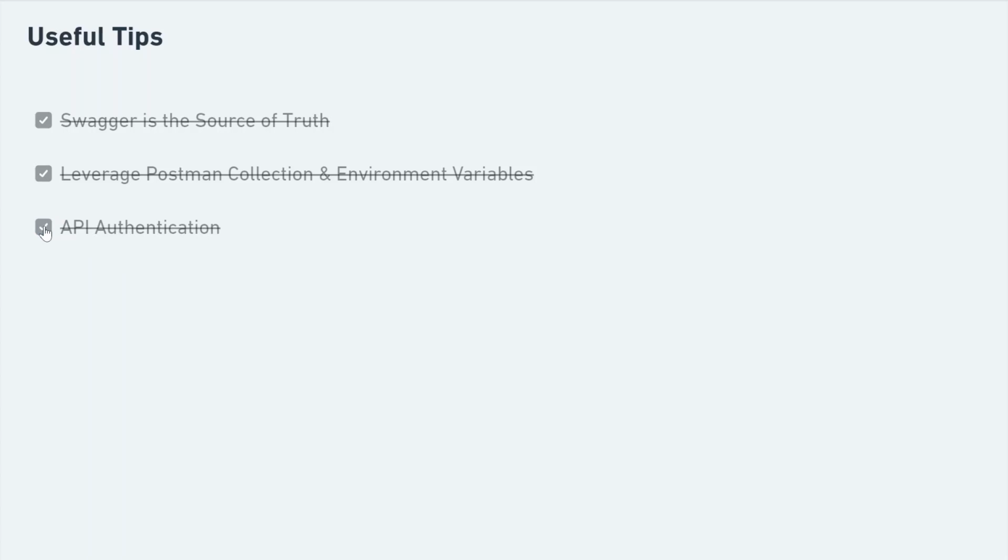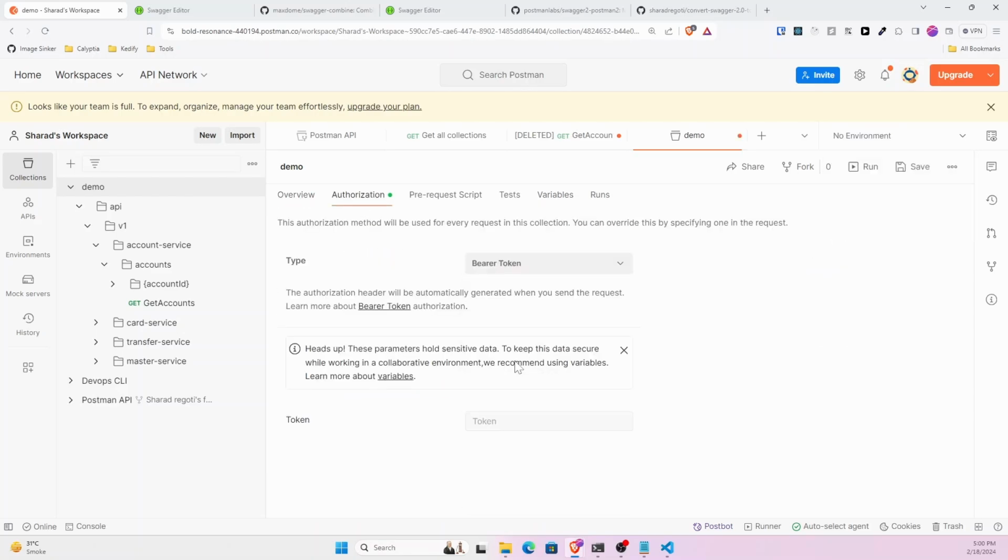API authentication. Set authentication at the collection level initially. It won't be overwritten by subsequent script runs and will be inherited by all APIs. Use a consistent authentication method across APIs to ensure inheritance. If different APIs require different authentication methods, setting them at request or folder level is possible, but be aware, these settings will reset with each script execution.